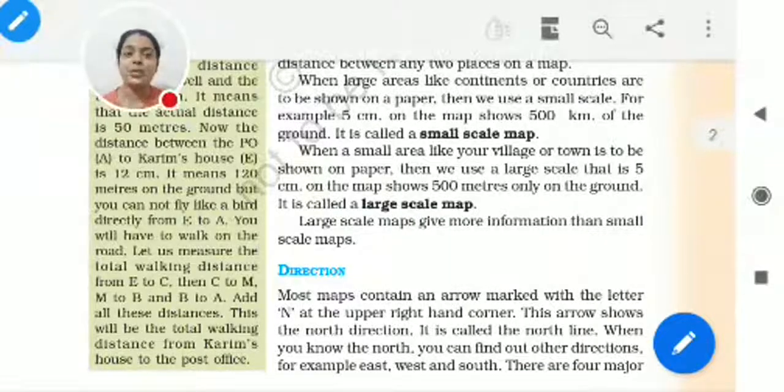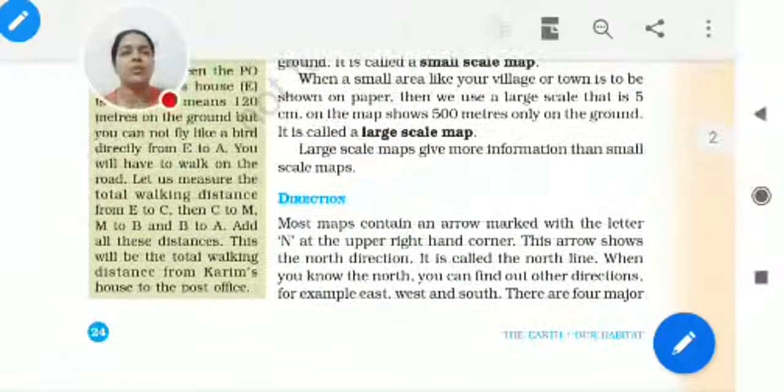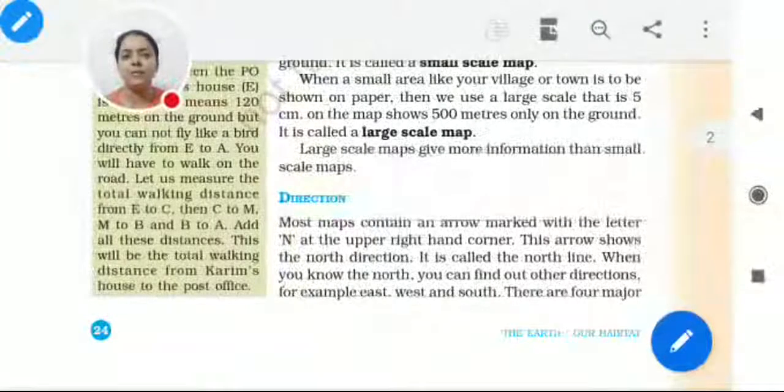Now coming to the next one, which is direction. So now we are going to start this session on direction. What is the second component, direction? I think you also know very well from class 5 that there are basically 4 directions: east, west, north, and south. There are 4 basic directions.